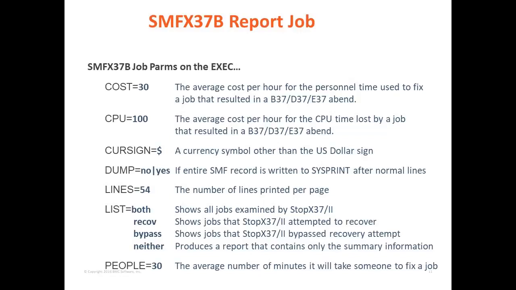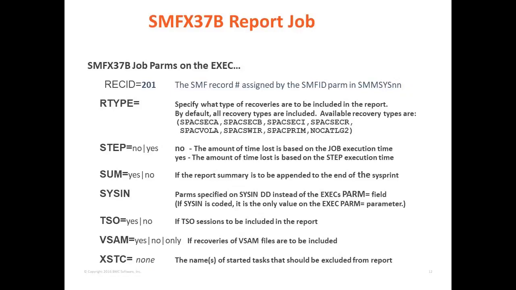Much like the X37A report, there are PARM values to assign values that are used in the valuation of the cost savings of the recovery actions that have taken place. For the X37B report, there are additional PARM values that can be used along with the rec ID value to customize the inputs that are used for the report. For example, the R-type can limit the functions considered. XSTC can exclude certain started tasks. And STEP is used to determine the time lost based on job execution time or step execution time.